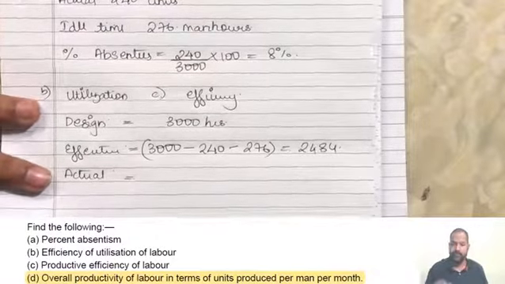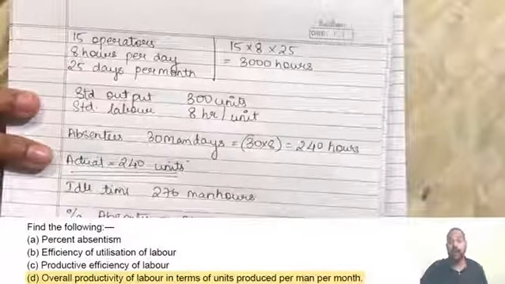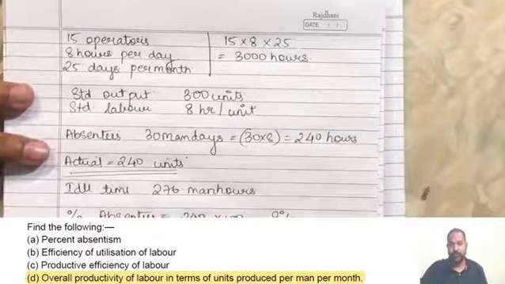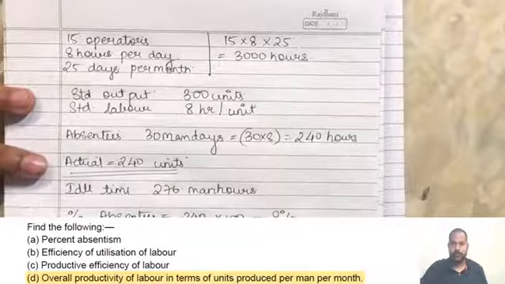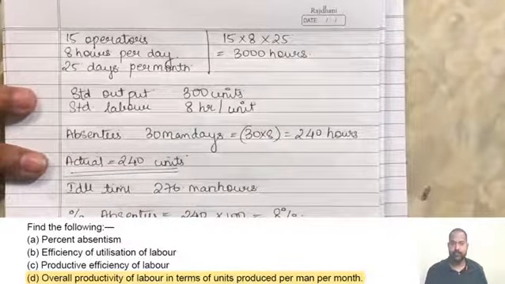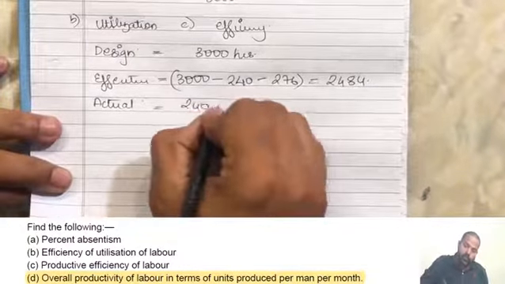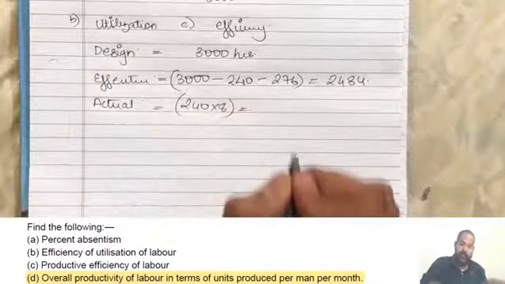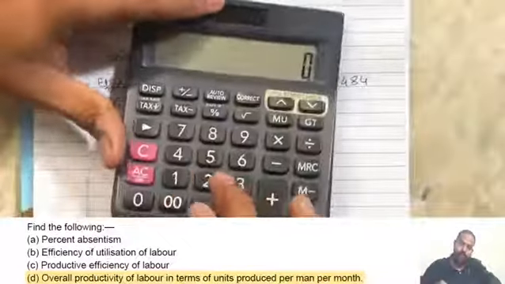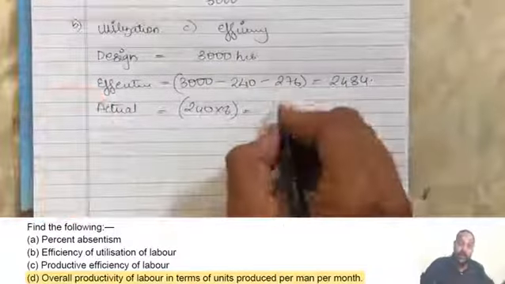Fine. What have you actually given me? You have actually given me an output of 240 units. Okay. One unit takes 8 hours. So your actual output is worth 240 into 8 hours, which is 240 multiplied by 8, is 1920 hours. What?